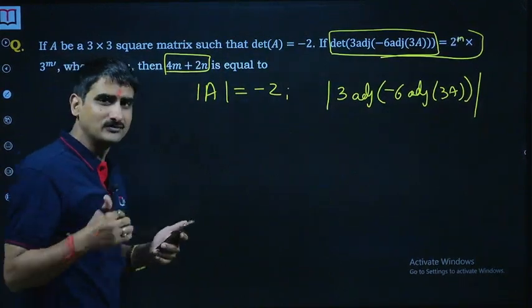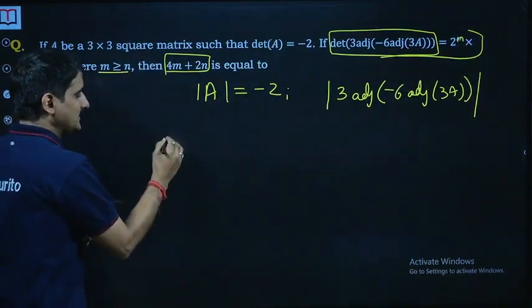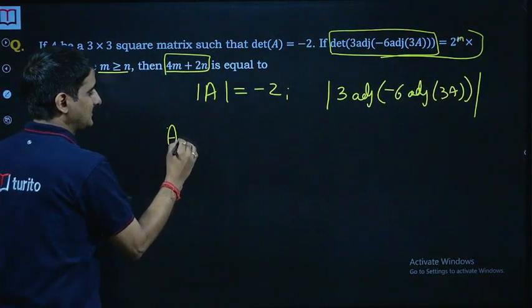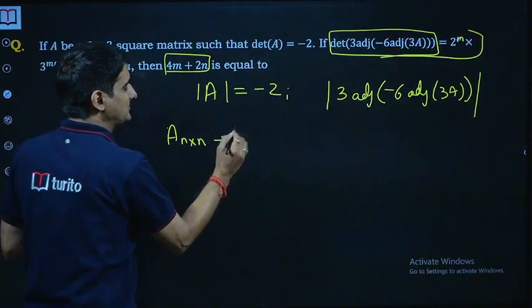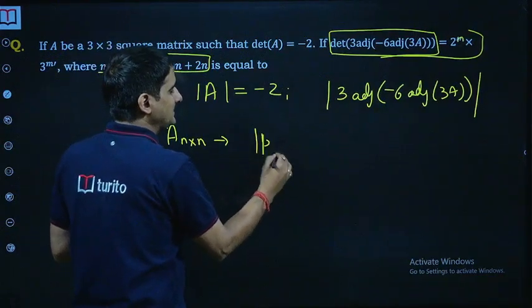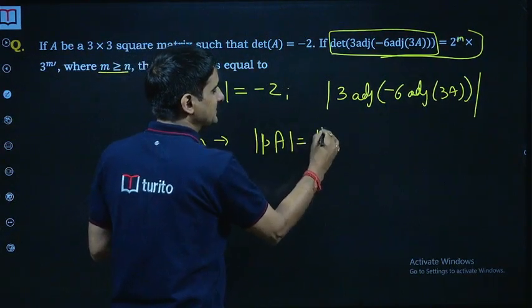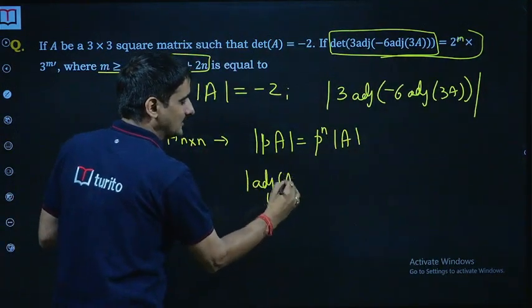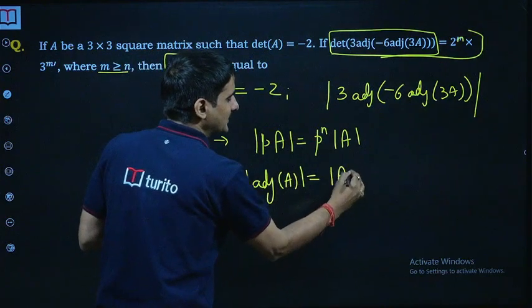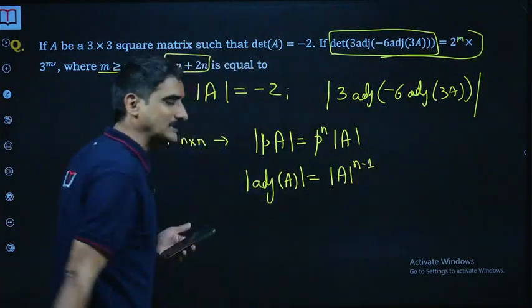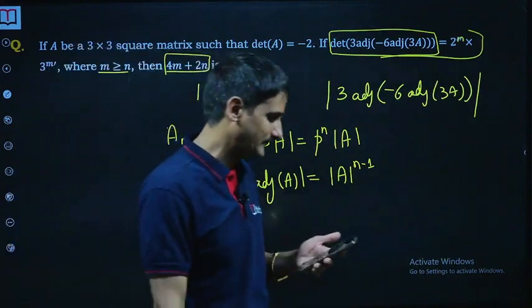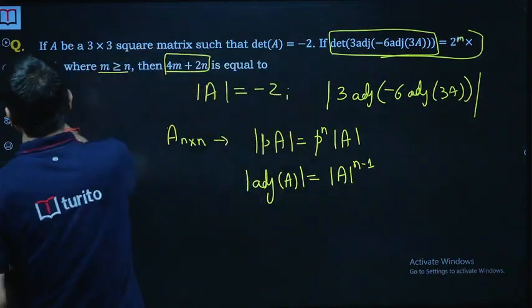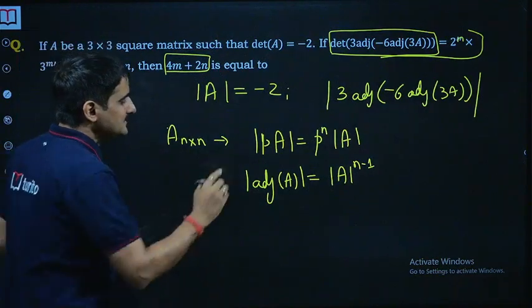Now see, what are we going to use? We are going to use two things here. If A is an n cross n matrix, then determinant of P times A, P being a constant, is P raised to the power n into determinant of A, and determinant of adjoint of A is determinant of A raised to the power n minus 1. That's what you have to use again and again.